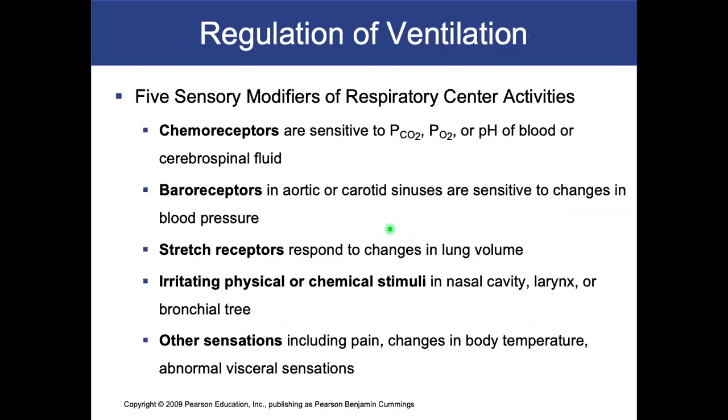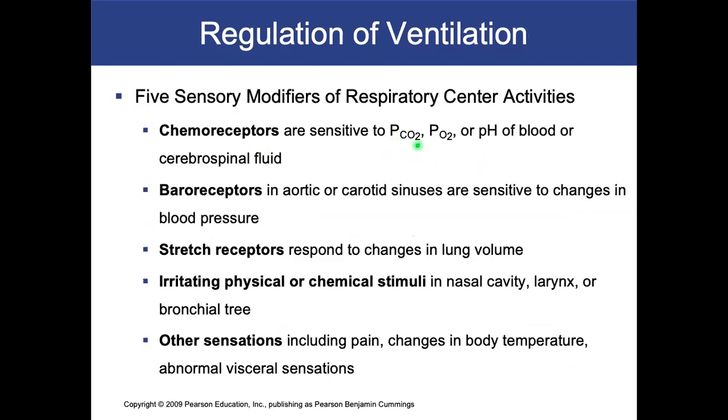For regulation of ventilation, there are 5 sensory modifiers of your respiratory centers. The big one that I want you to know, obviously, is your chemoreceptor reflex. Chemoreceptors are sensitive to CO2 levels, oxygen levels, or pH of blood. Chemoreceptors are your primary mechanism to breathe, and it is based off of CO2.